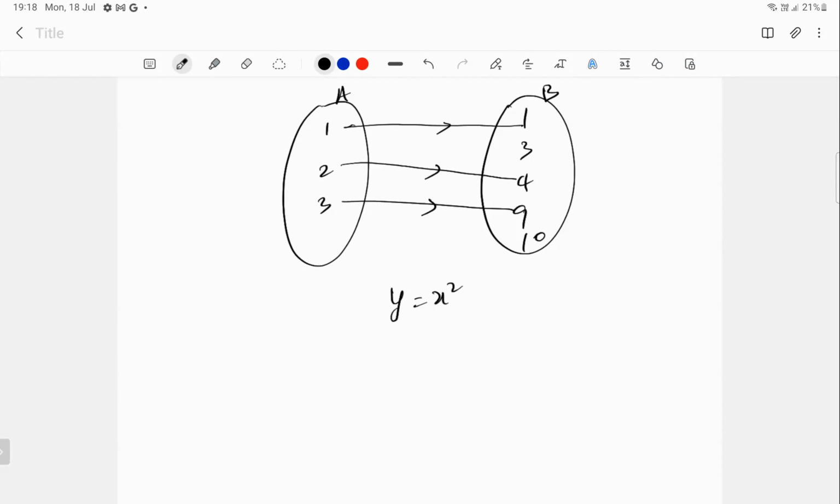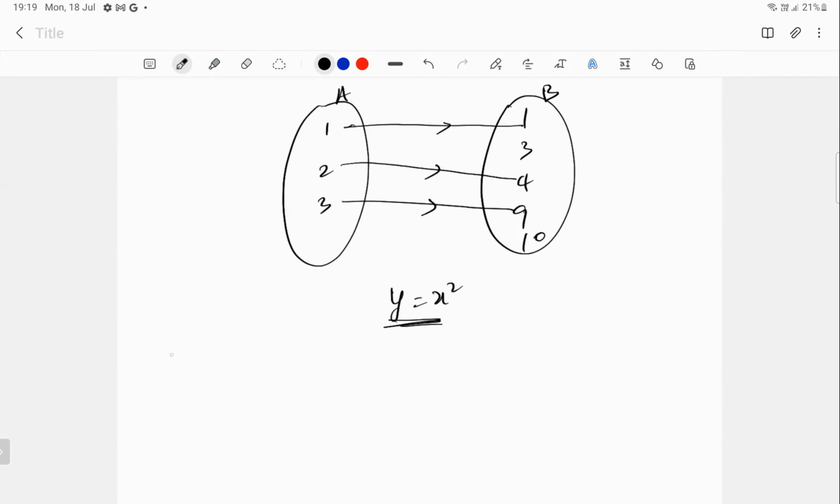Yeah, you can do anything. See, it depends on how the problem is defined. I'm just saying for this problem, for your understanding. Maybe in your exam, it can be a different problem. The important thing is to understand the mapping from A to B. So here 1, 4, and 9 are the images of 1, 2, and 3. So image is clear, right?